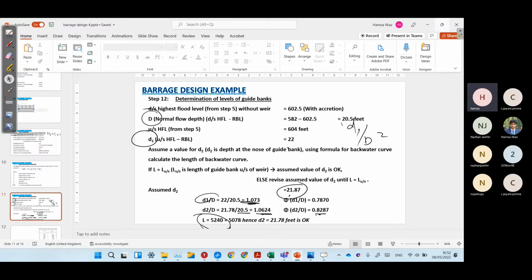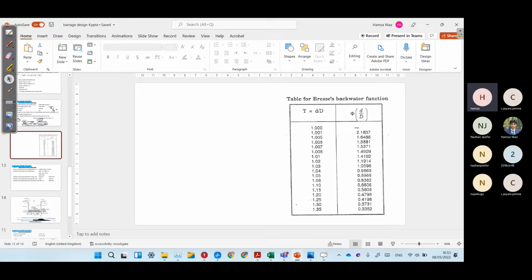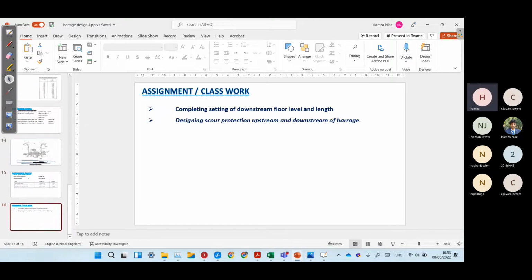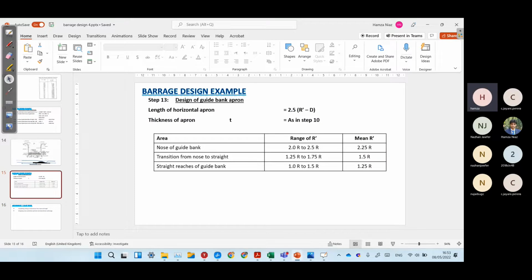So these values should be very near to each other. If they are not near, then we have to revise the D2 value, calculate again D2 over D, calculate phi D2 over D, and calculate again this L value. So our L value should be near this value. This is the only difference and the only problem here. The rest is the same, the rest is simple; we just have to use the values.